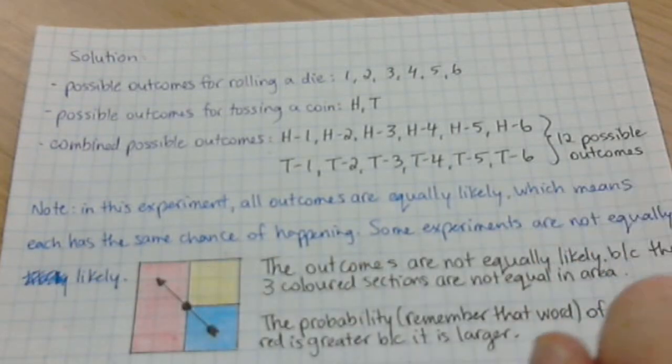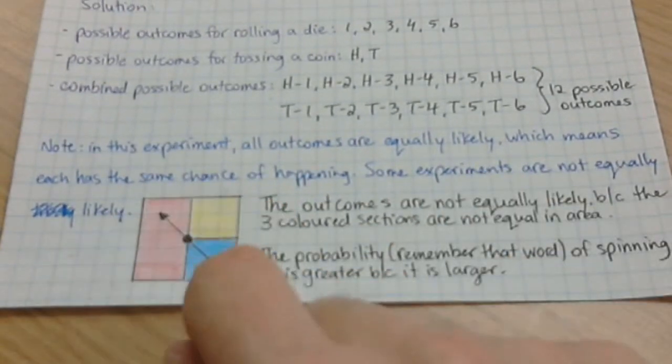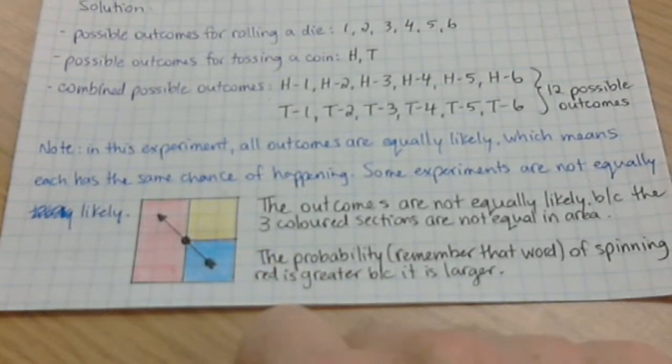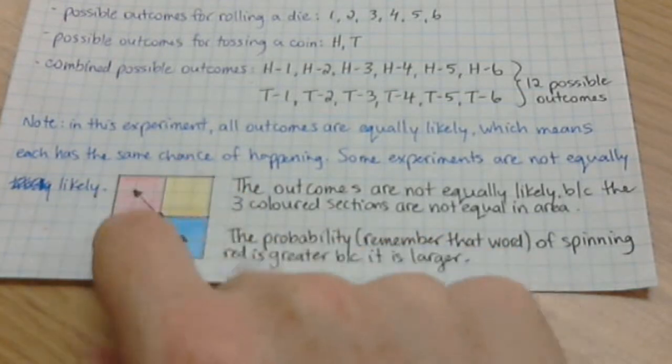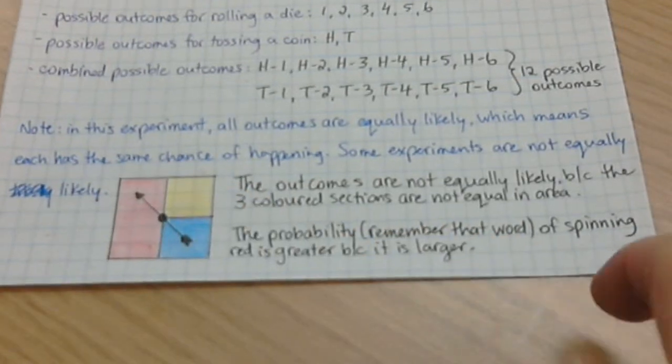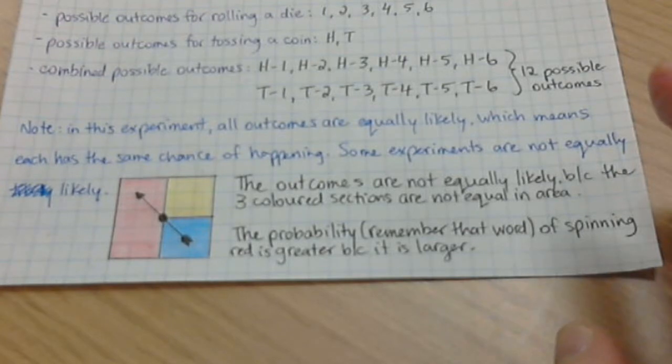Some experiments are not equally likely. If you look at this spinner diagram, I have 3 different sections. I have yellow, blue, and red. The possible outcomes, or the likelihood, is not equally likely because red is much larger than the other 2. So you would say that these 3 options are not equally likely. In fact, the probability of spinning a red is half, or 50%, and the probability of spinning a yellow or a blue is only 25% for each. Okay?